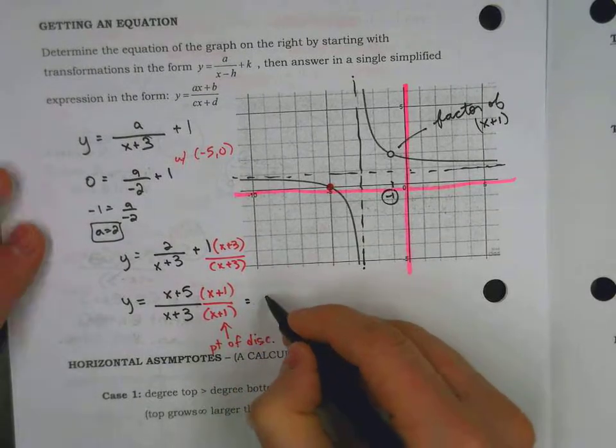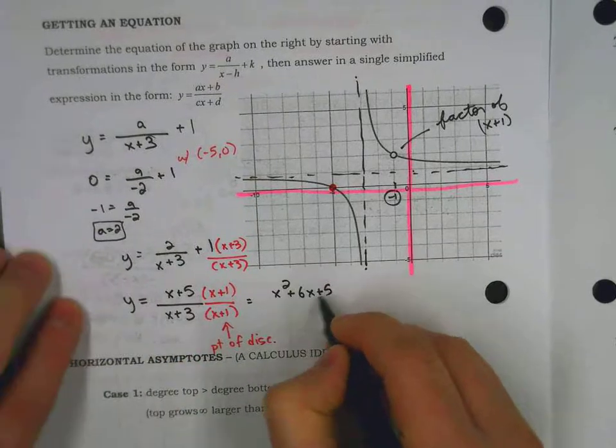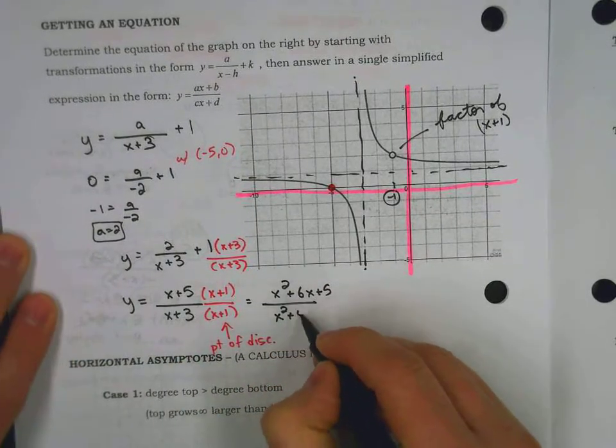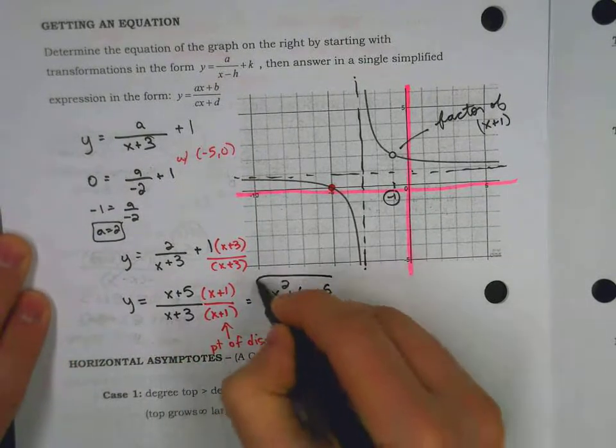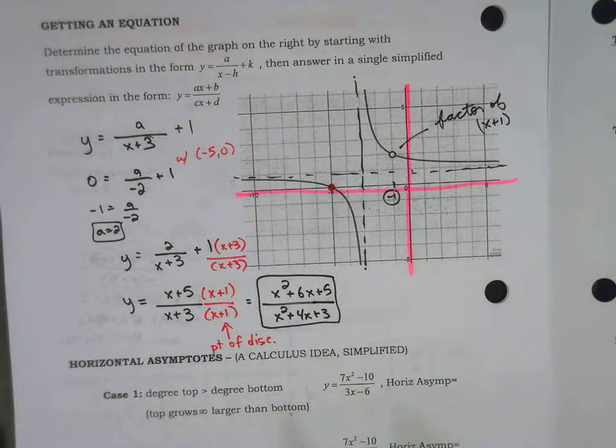So we can tidy this up to say x squared plus 6x plus 5 over x squared plus 4x plus 3. And this equation is kind of your simplified expression for this graph.